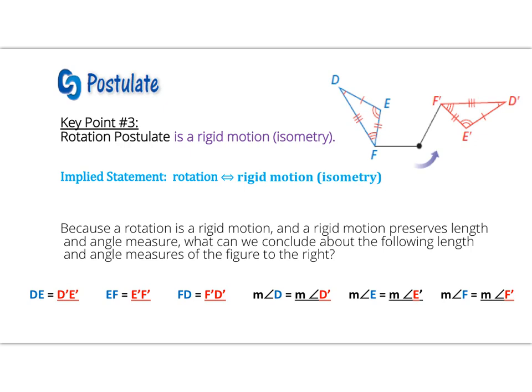All right, let's move on to key point number 3, our rotation postulate: a rotation is a rigid motion, in other words, an isometry. So far, every one of our transformations has been an example of rigid motion. So we have our implied statement: rotation implies rigid motion. Because a rotation is a rigid motion, it preserves length and angle measures. So what can we conclude about the following lengths and angle measures of the figure we have here? We can conclude the exact same information that we concluded in the previous two transformations. All the segment lengths maintain length as it rotates, and angle measures are maintained as it rotates.